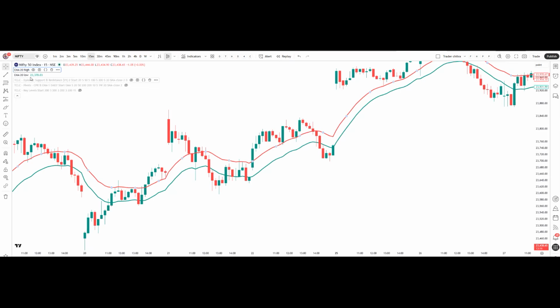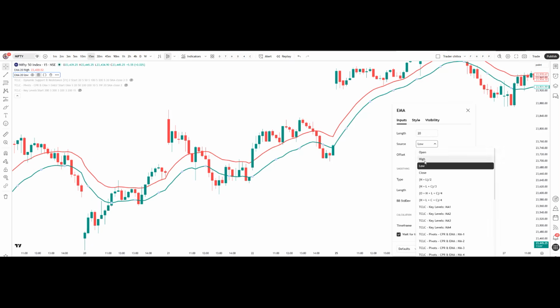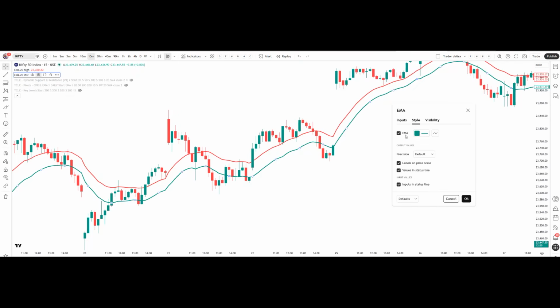Now go to the next moving average, that is 20 moving average only I have mentioned. Under inputs, length is 20, and source I have mentioned low. In the first exponential moving average I have mentioned high, now I have mentioned low. Under EMA I have mentioned the color as green.